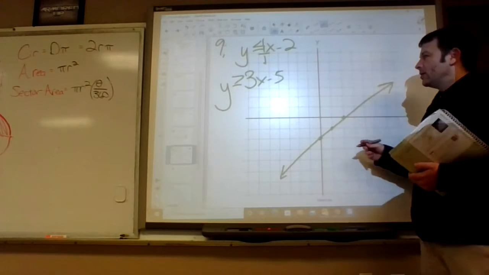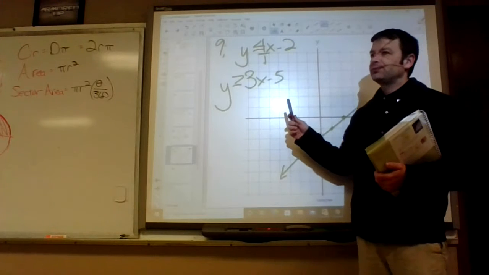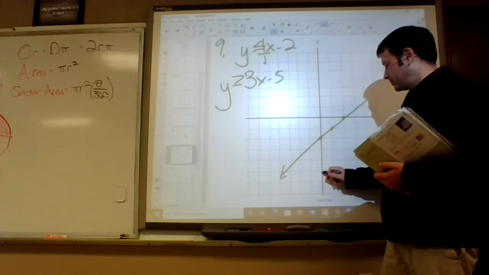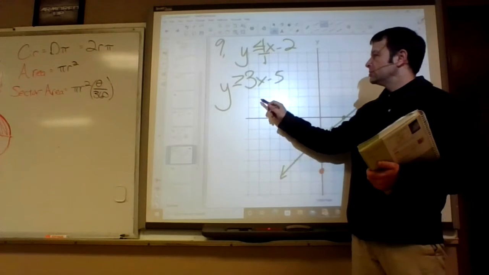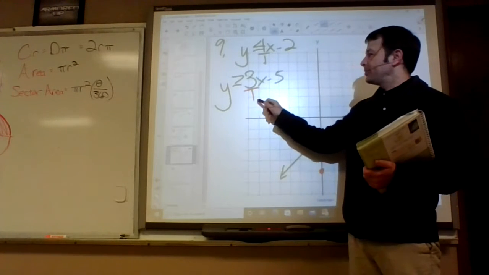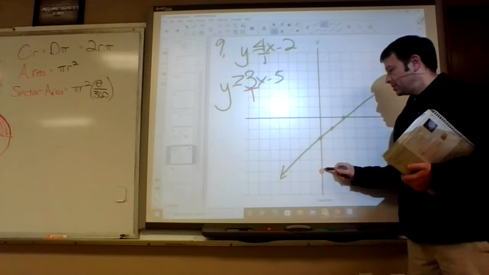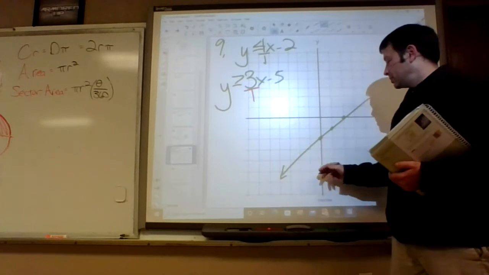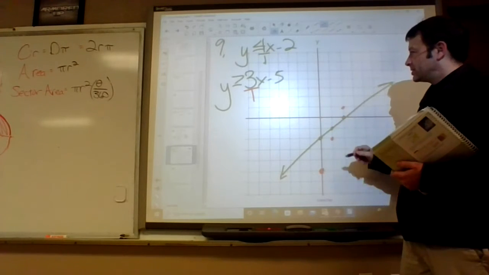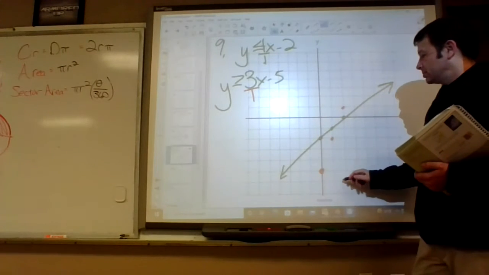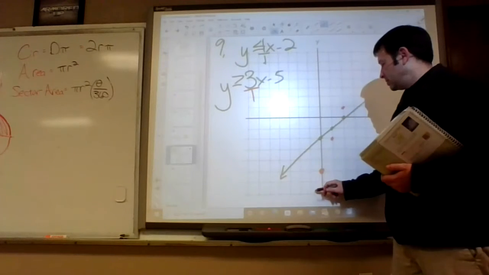Okay. Where do I start this graph at? Down 5, so right there. And where am I going from here? Up 3, right 1. Rise 3, run 1. Is this line solid or dashed? Solid.